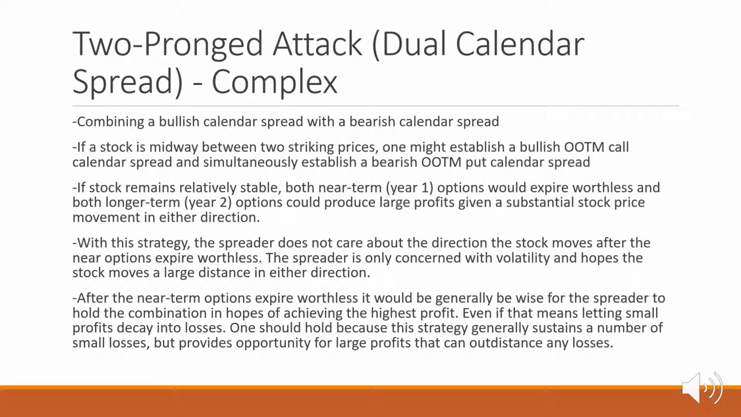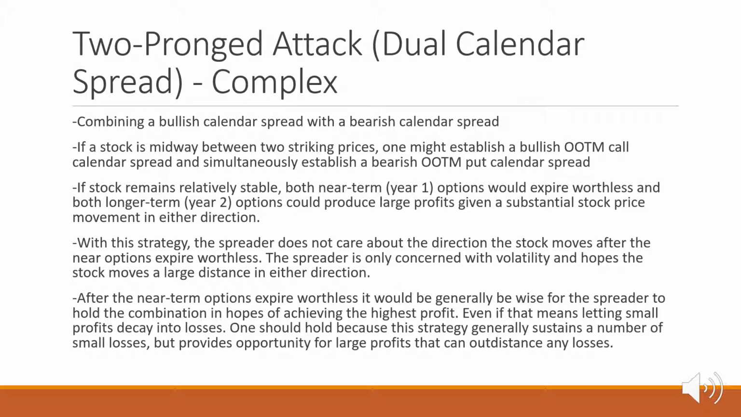Now we'll get into some more complex spreads. The first is a two-pronged attack, aka a dual calendar spread. This involves combining a bullish calendar spread with a bearish calendar spread. When a stock is midway between two strike prices, one might establish a bullish out of the money call calendar spread and simultaneously establish a bearish out of the money put calendar spread.